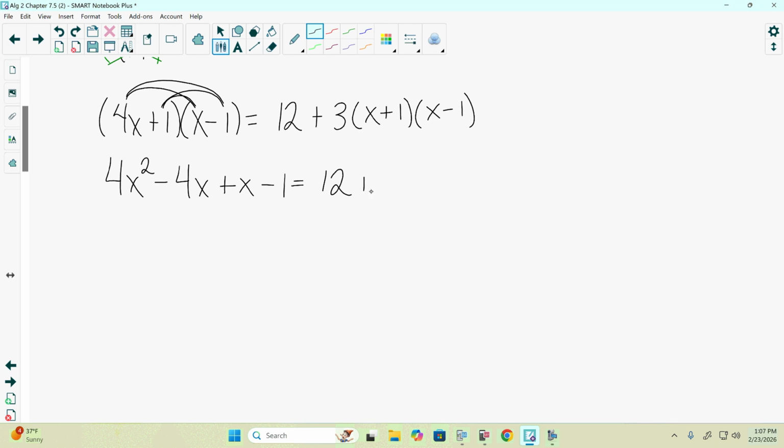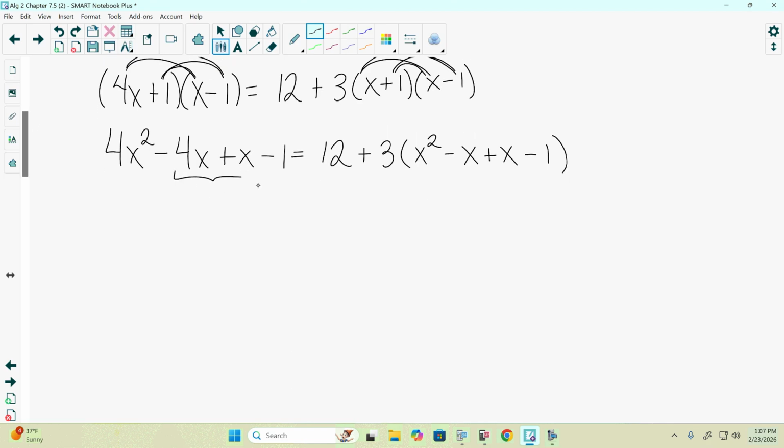Plus. Now we're going to multiply the x plus 1 times x minus 1 first. Now our x times x is x squared. X times negative 1 is negative x. 1 times x is plus x, and 1 times negative 1 is negative 1.